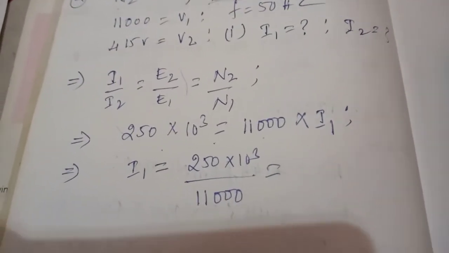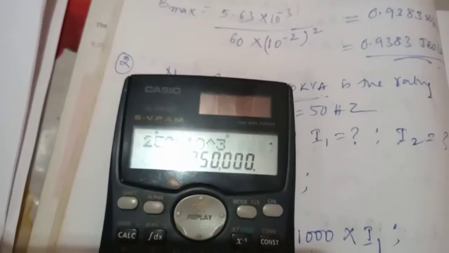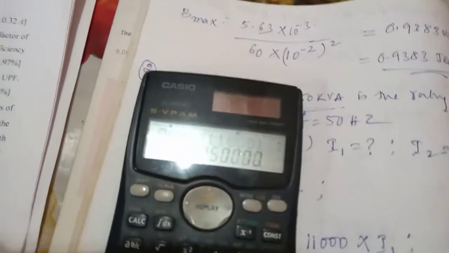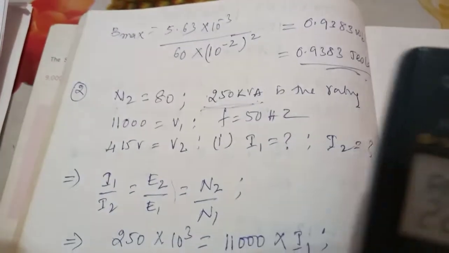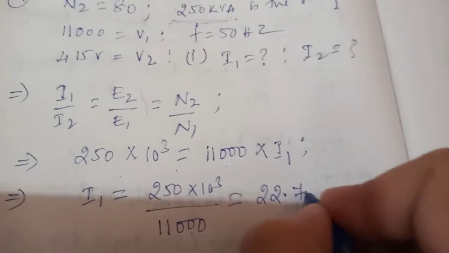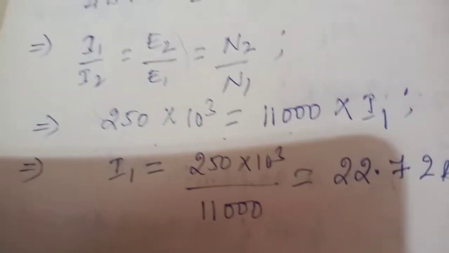How much will it come around? 250 into 10 to the power of 3 divided by 11,000. How much does it come? 22.72 amps. Now it is easy to calculate I2 also.